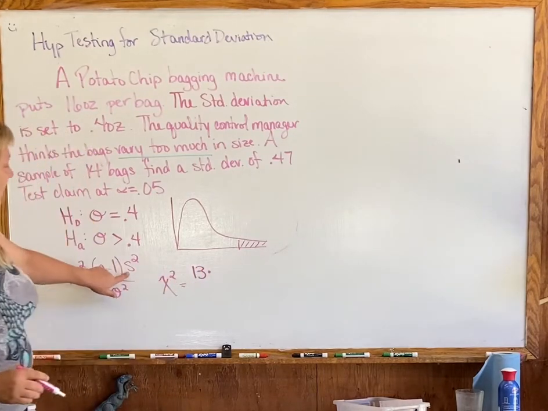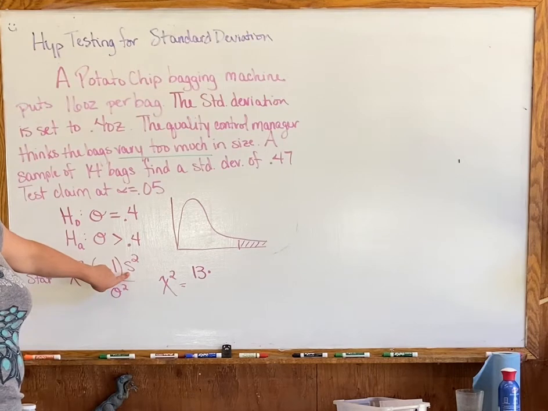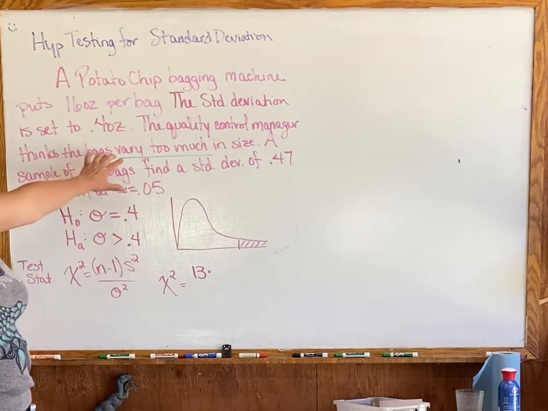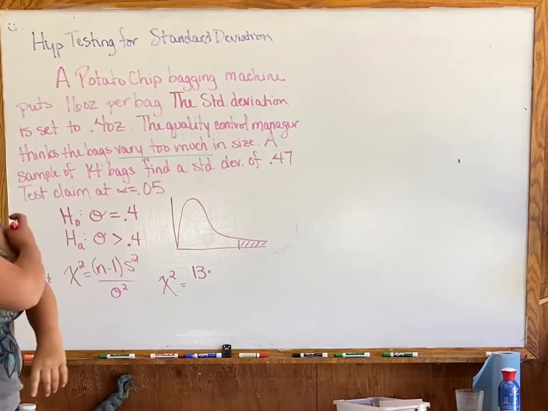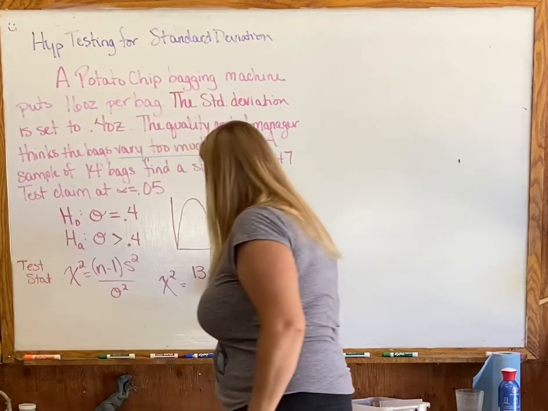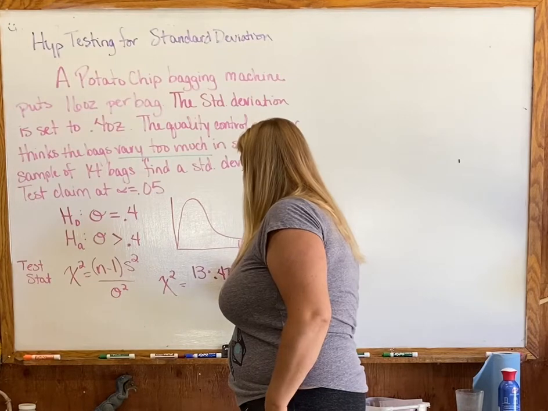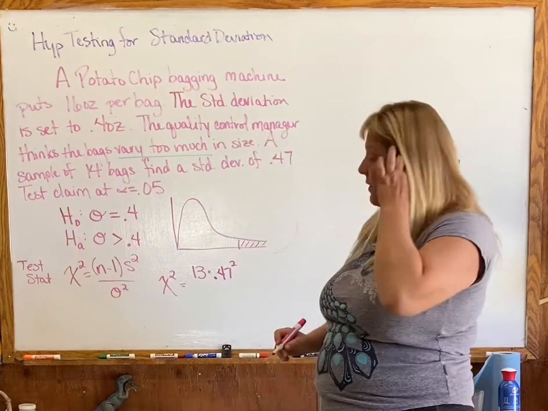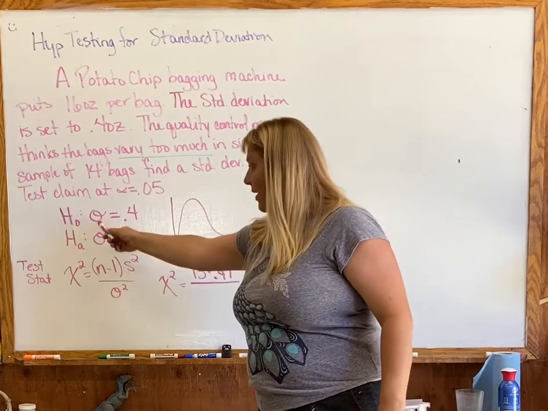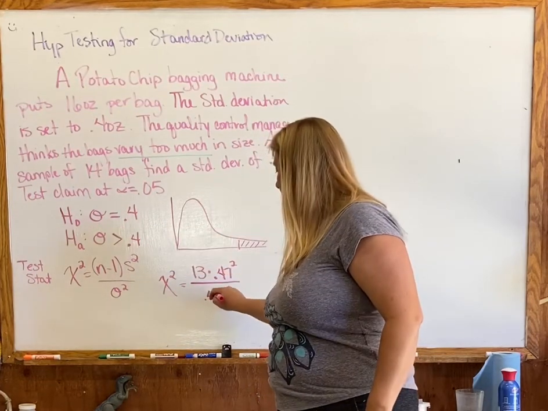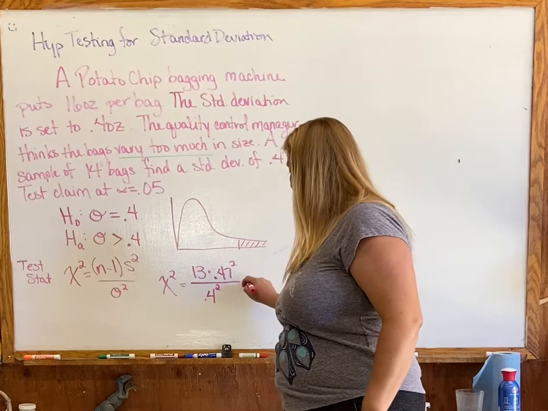Then we're going to multiply that by the sample standard deviation. Now be careful, the sample standard deviation comes from our 14 bags. So that's going to be the 0.47, and be sure that you square it. Don't forget to square it. Then we're going to divide by sigma squared, and sigma was 0.4. So we'll go 0.4 squared.